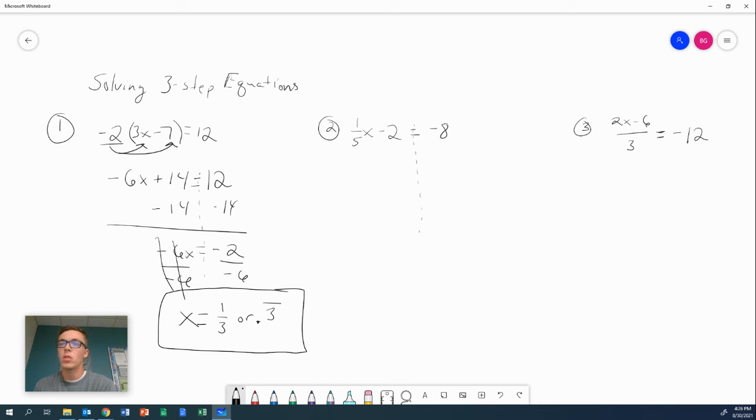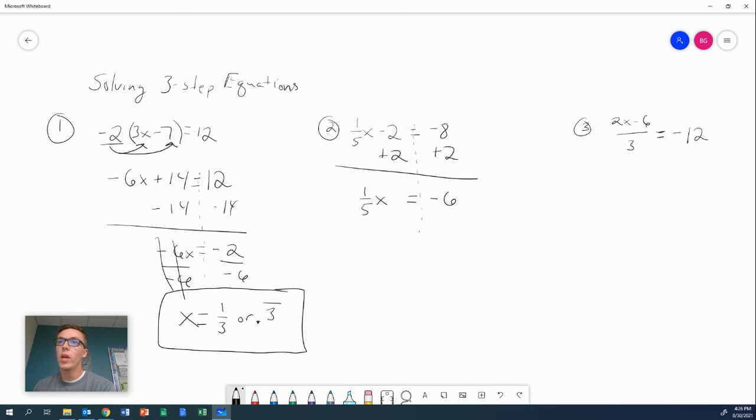I'm just going to get rid of this -2 on the left-hand side, and then I'll worry about the 1/5 x. Okay, so I'm going to get rid of a -2. I'm going to add 2 to both sides. Add 2 to both sides. So I get 1/5 x equals -6. Okay, -8 plus 2 is -6.